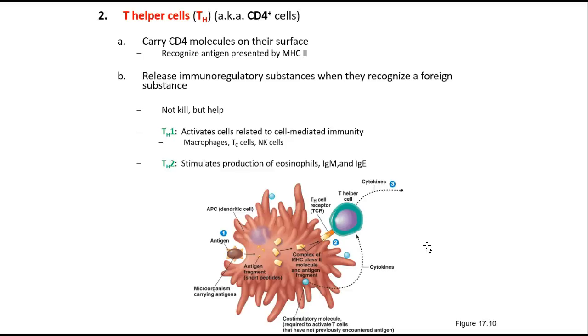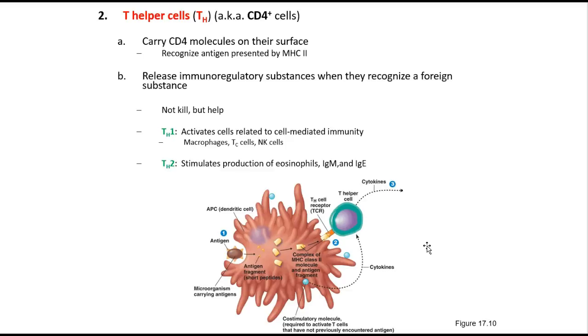Our next class of T cells are our T helper cells, or TH cells. If you're taking the MCAT, they're called CD4s. They recognize antigens on the MHC2 complex. Remember how we talked about the TC cell recognizing MHC1? Well, this one recognizes MHC2. They are not really designed to kill, but they stimulate the cell-mediated immune system.